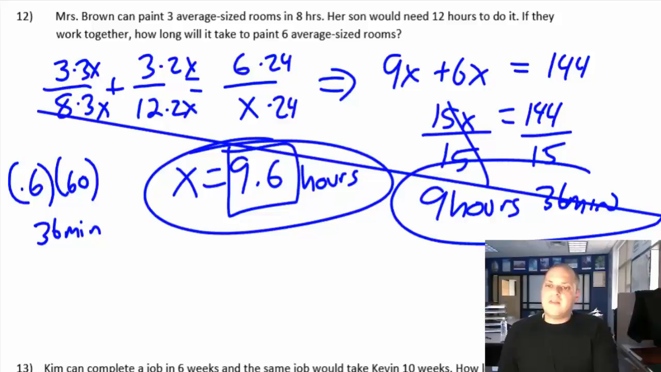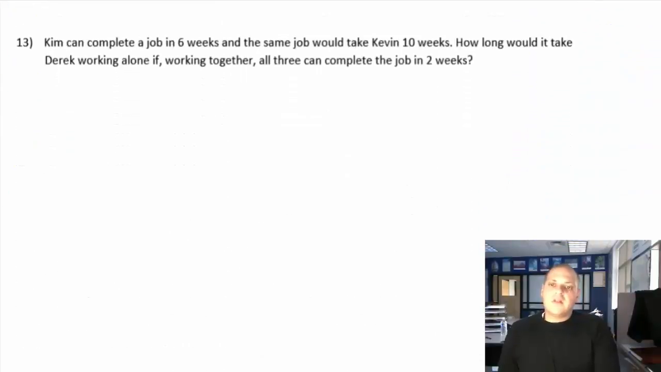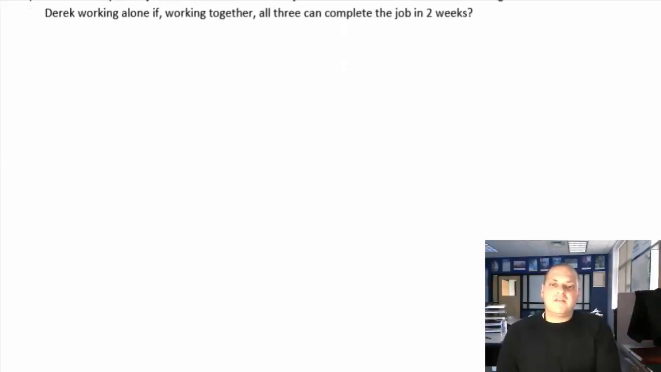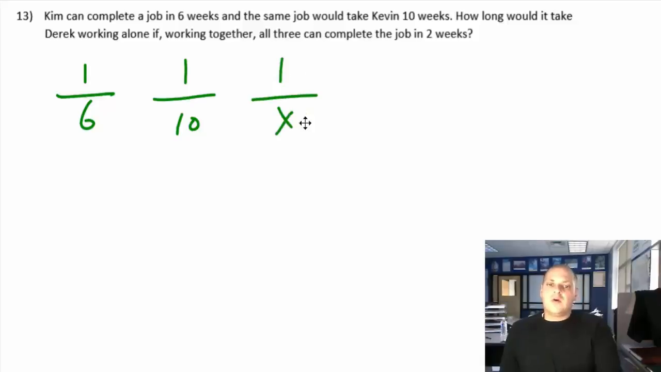All right, and then what do we have here? Kim, we got quick. So Kim can complete a job in 6 weeks, and the same job would take Kevin 10 weeks. So Kim can do one job in 6 weeks, and Kevin can do one job in 10 weeks. How long would it take Derek working alone? So we have Derek, we have a third person. We don't know how long it takes him. They work together, so we're adding, and all three can complete the job in 2 weeks. So one job in 2 weeks.